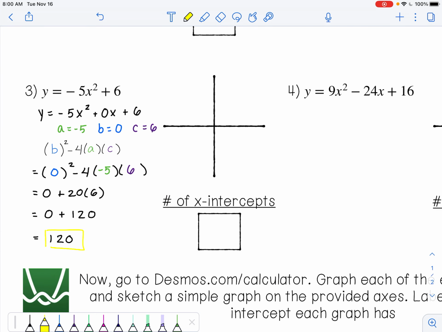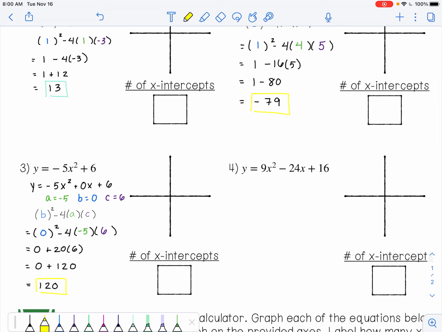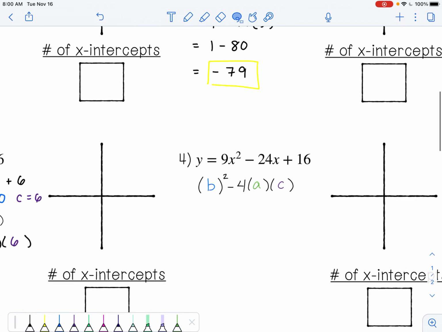Okay, so again, I'm going to ask you to pause the video and try number 4 and see if you can figure out what that discriminant is. Okay, so let's go ahead and check our work.